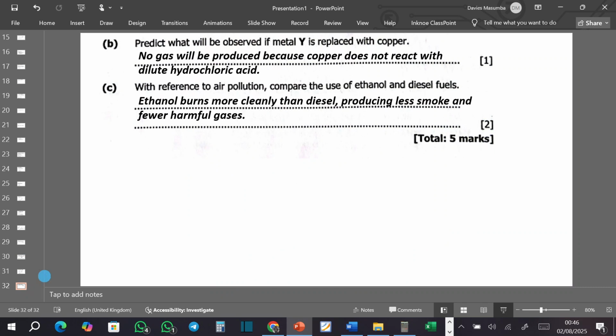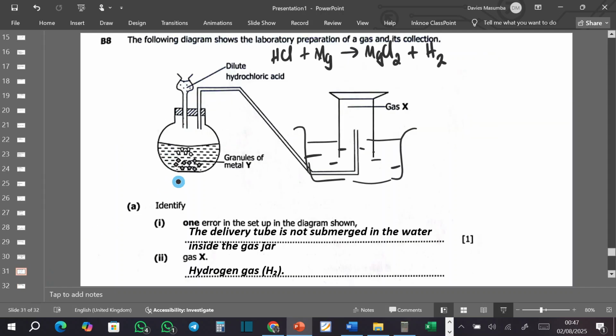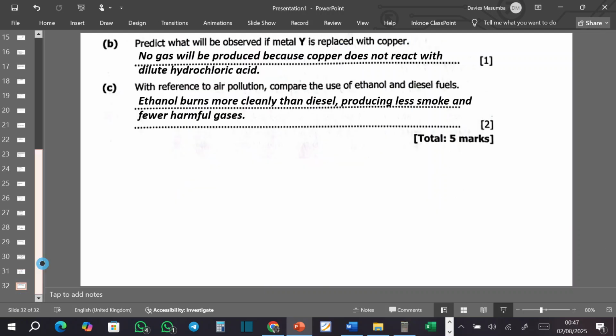Predict what will be observed if metal Y is replaced with copper. So the answer will be no gas will be produced because copper does not react with dilute hydrochloric acid. Yes. So if instead of metal Y you use copper here, you won't see any reaction. Why? Because copper does not react with acids. Why? Because copper is lower in the reactivity series than hydrogen. So it cannot displace hydrogen from the acid.